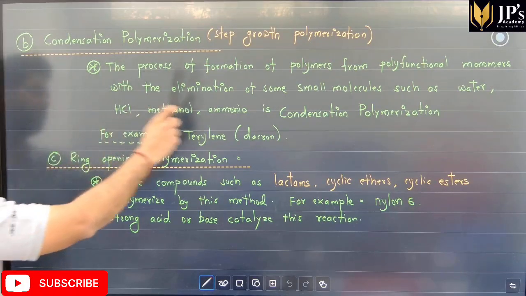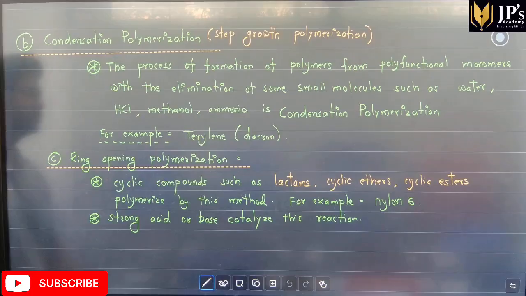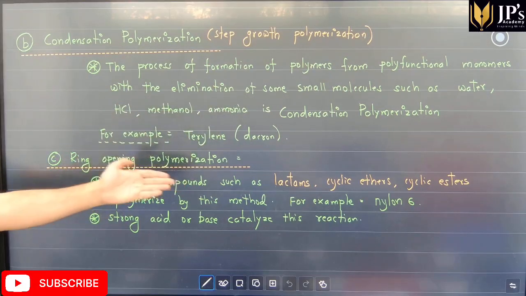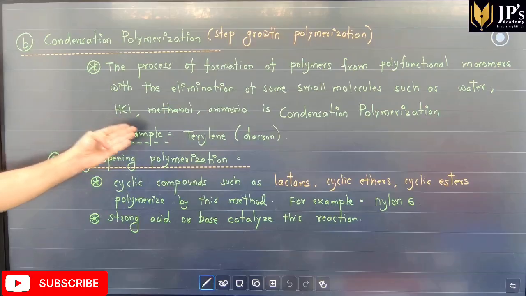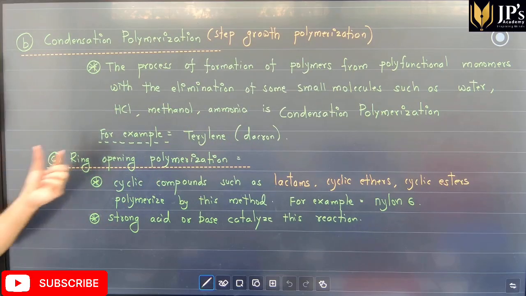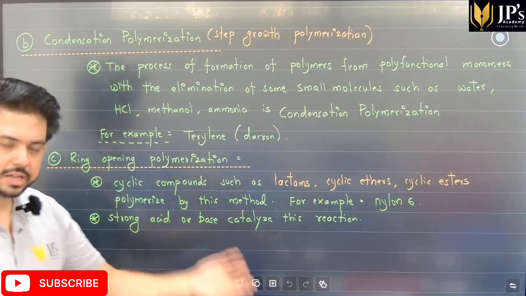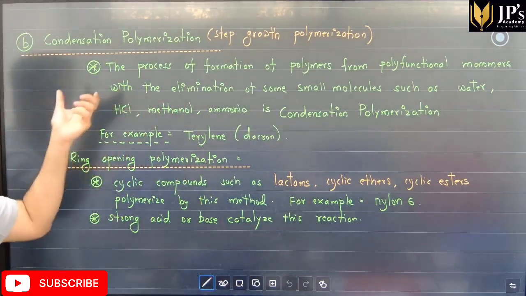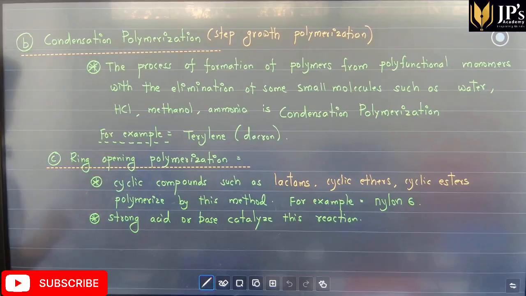So the process of formation of polymers from polyfunctional monomers with the elimination of some molecules such as water, HCl, small alcohol, methanol, ammonia, etc. is condensation polymerization. A common example is terylene. We will study the preparation of terylene. We'll come back to condensation polymerization over there.